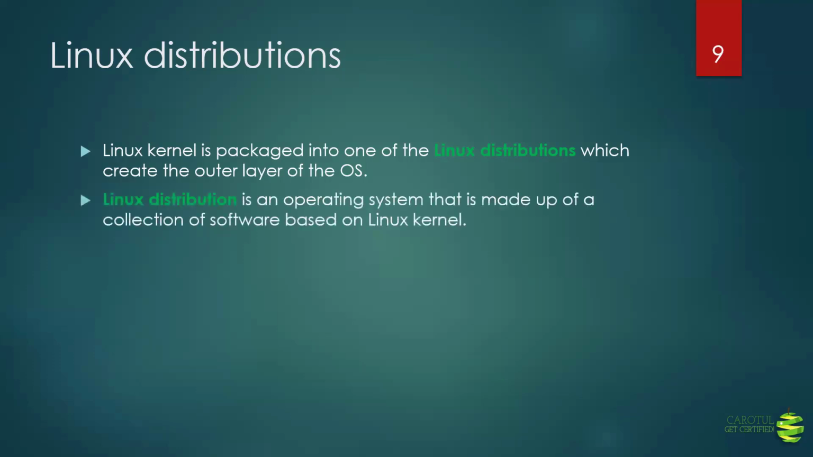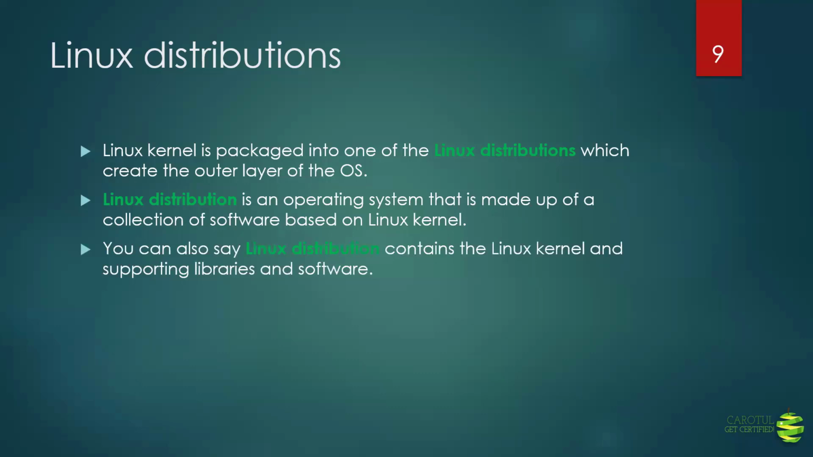So it's an operating system basically that is made up of a collection of software based on the Linux kernel, right? Because remember, the Linux kernel itself is not an independent operating system. You can't use it directly. You need an upper layer for this, which we call shell, and the desktop environment, right? So you can also say that a Linux distribution contains the kernel and the supporting libraries and software. What is the difference between the libraries and software? So basically, the software is the main component which is solving a particular issue. Like you want to have web services, so there is software called Apache or Nginx. But then they might need some extra functions which are common with other software as well.